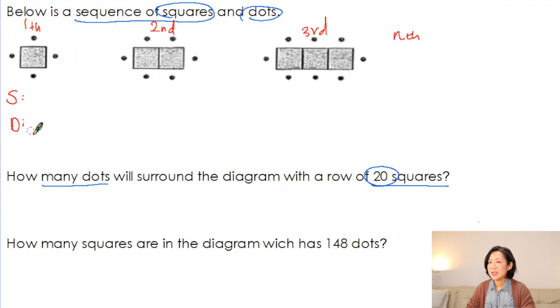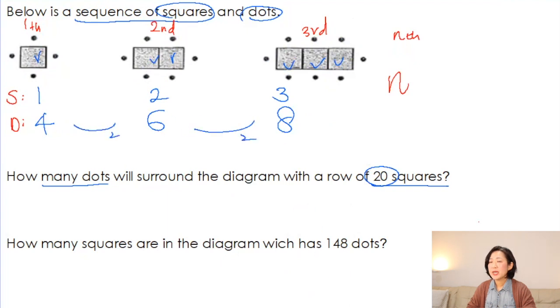As I said, this is a joined pattern. So let's focus on our square pattern: 1, 2, 3. The first number is 1, the second number is 2, the third number is 3. That means the nth number will be n. So it's simple, right? Your square pattern will be n. Then let's see our dots. First you've got 4 dots, 6, then let's count up, 8. Then what will the nth pattern be?